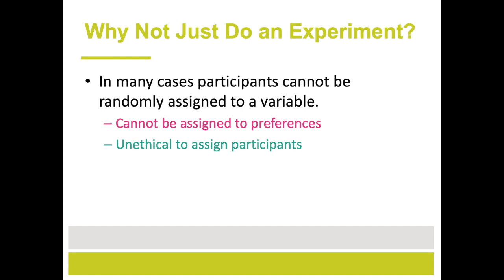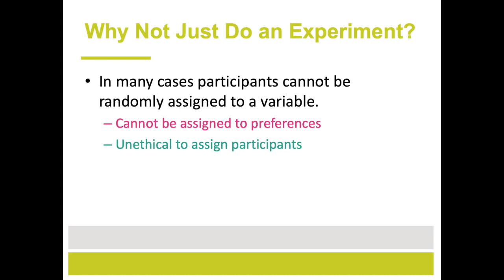So the question is, why not just do an experiment? Well, in many cases, participants cannot be randomly assigned to a variable. Think of some situations where you can't actually assign someone. For example, you cannot be assigned to preferences. You can't say, okay, you're going to prefer music to a different hobby.